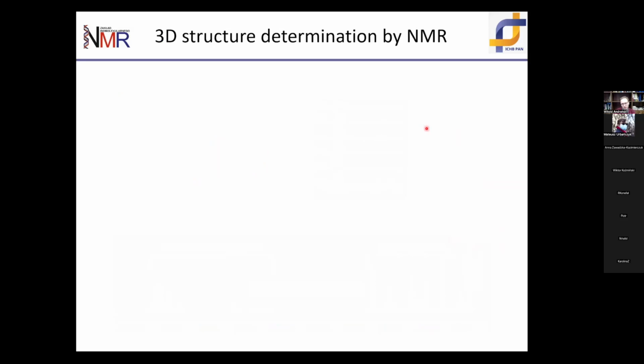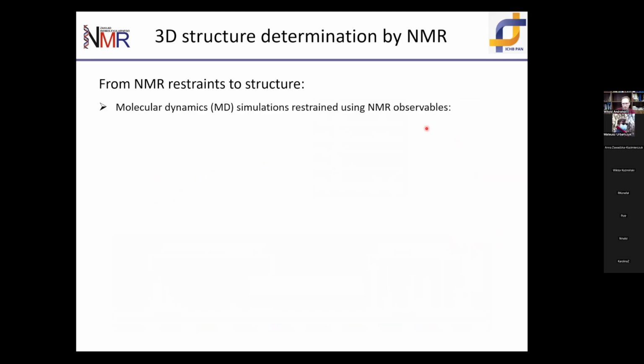And just to tell you briefly how we do it, NMR structures are usually solved by means of molecular dynamics simulations restrained using NMR restraints. The most common types of restraints are distance restraints from NOE. So we measure hundreds upon hundreds of distances between pairs of atoms, unfortunately only observable for very short distances. And the second type are dihedral angle restraints from J couplings.